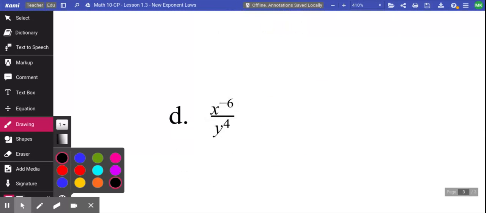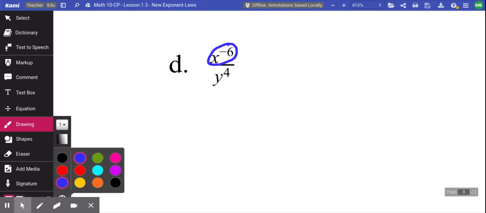If we look at D, the same problem happens with D. Only negative exponents move. That means this thing in blue, that is a negative power. It has to move. This thing in red, that is a positive power. It should stay where it is. So when I write my answer, the blue should go to the bottom to make it positive 6. The y should stay on the bottom to keep it positive 4. And if there's nothing left on the top, you put a 1.